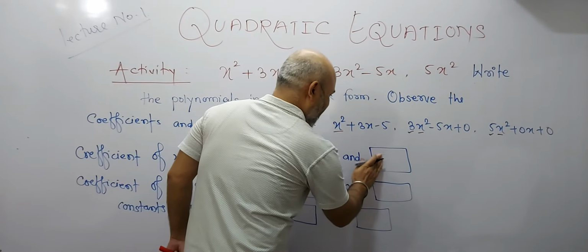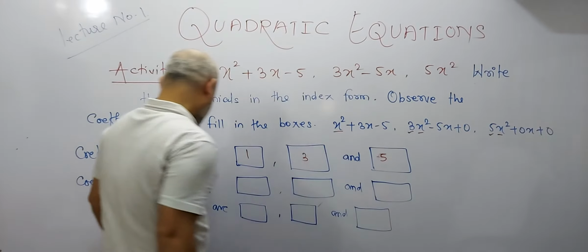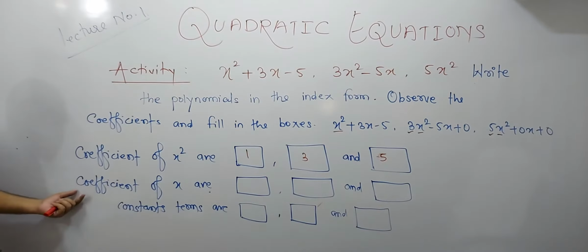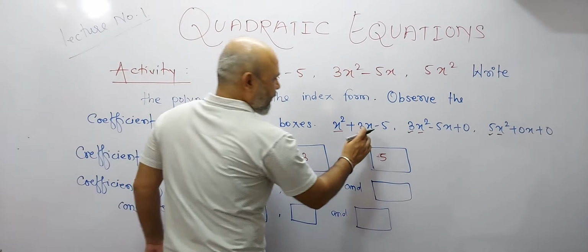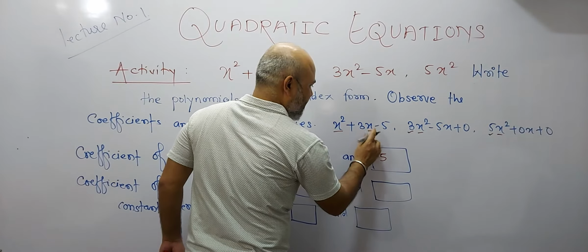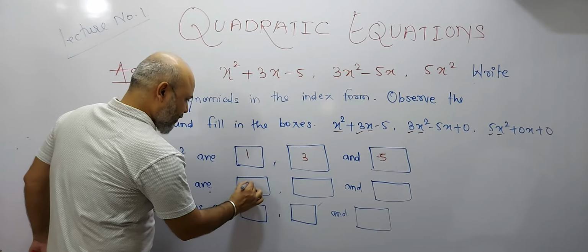Similarly, we'll find the coefficient of variable x. So what is the coefficient of the variable x in the first polynomial? We'll see this is the x. So what is the coefficient of this x? This is plus 3. We'll write here plus 3.